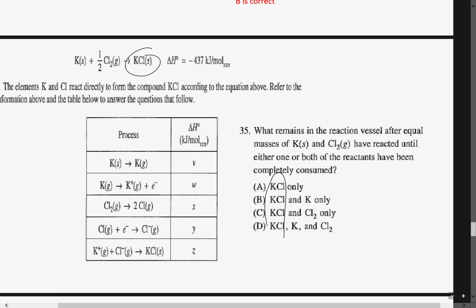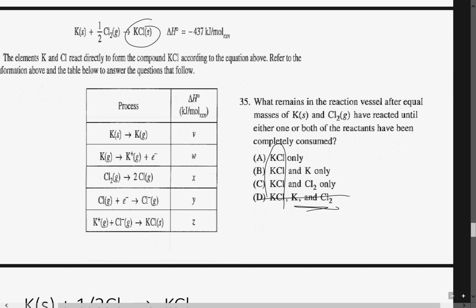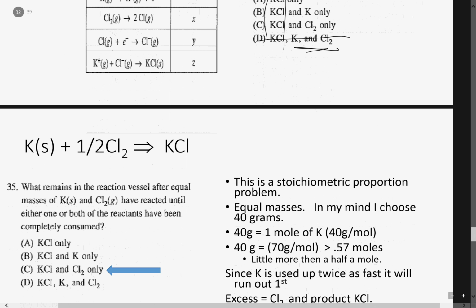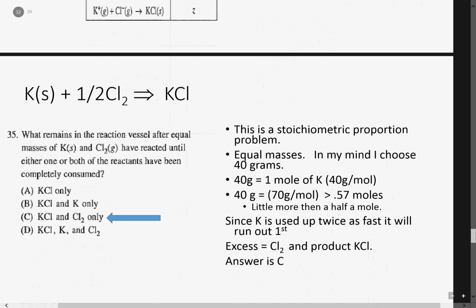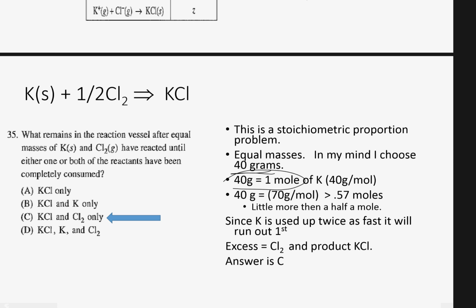So I want to know what my limiting reactant is going to be. I would say this one might be out just because they have both things present, unless we're going to equilibrium. That's not going to be the case. So how do we solve this problem? Well, it says we have equal masses. So in my mind, I sketch out that we have 40 grams because that's going to give me approximately close to 1 mole.